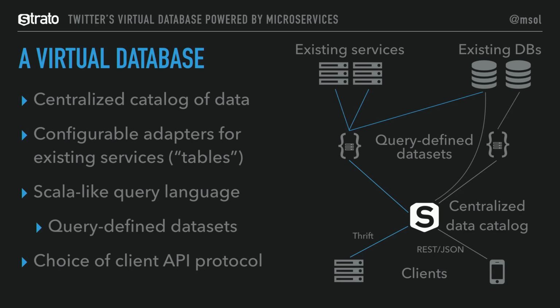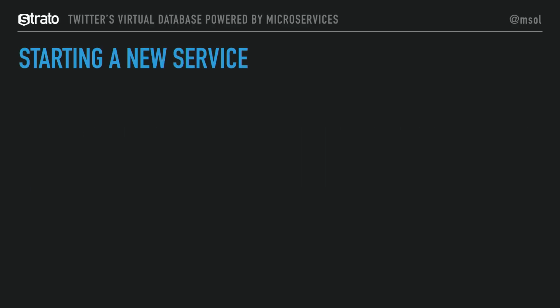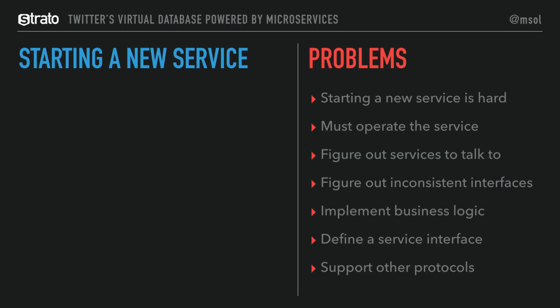I know I went through that really fast, but we're trying to build a feature here, and that means we have deadlines, so we have to keep moving. So let's get started building our feature again. This time around, we have Strato. All right, let's start a new empty service. We've got our list of problems here. Let's get this started. But wait, hold on. We don't actually need to do that. We don't need to start a new empty service.